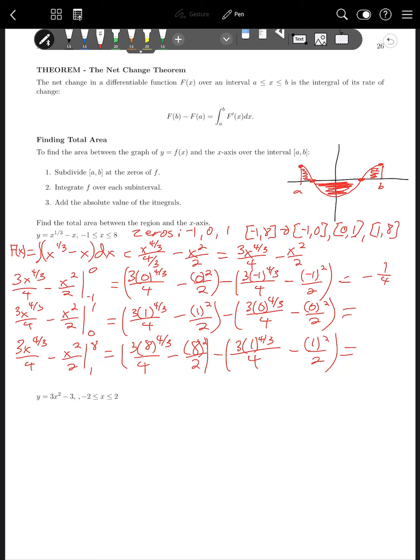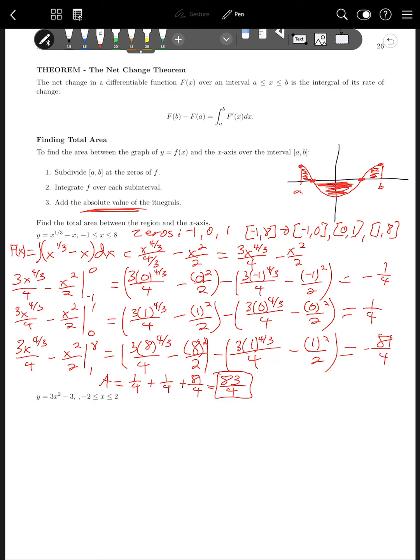Okay, so we've got -1/4, 1/4, and -81/4. And notice the regions that were below the x-axis get us negatives. So now we're going to add the absolute values. To find the area, I'm going to add 1/4 plus 1/4 plus 81/4, which is 83/4. And so there is the total area in that region.